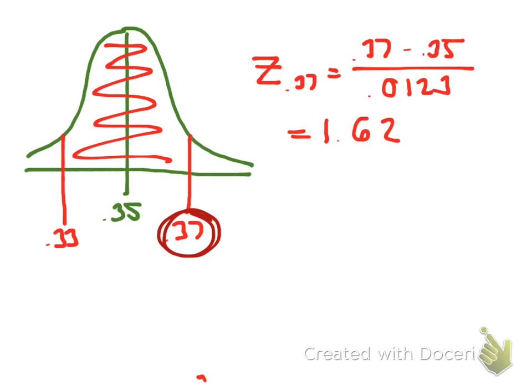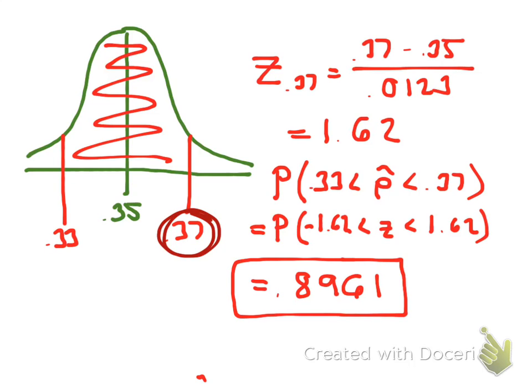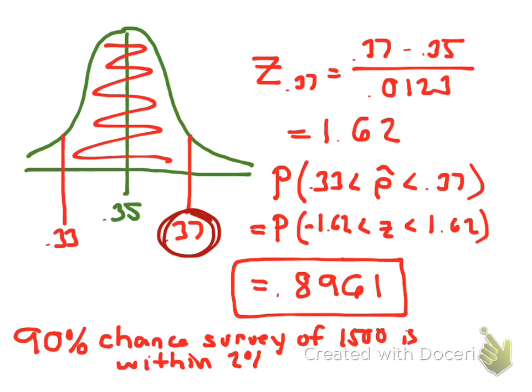Usually we don't do that because we just cop out and use normalcdf most of the time, but it's not bad to note that this means we're 1.62 standard deviations from the center. So we're all set to go here. The probability that we get a survey that yields a result between 33 and 37% is the same as the probability of getting a z-score between negative 1.62 and 1.62. And really at this point I just go to my normalcdf on my calculator and I find that that is 0.8961. Another way to say that is that we have a 90% chance that a survey of 1,500 people will give us a result within 2 percentage points of p, and that's pretty good.